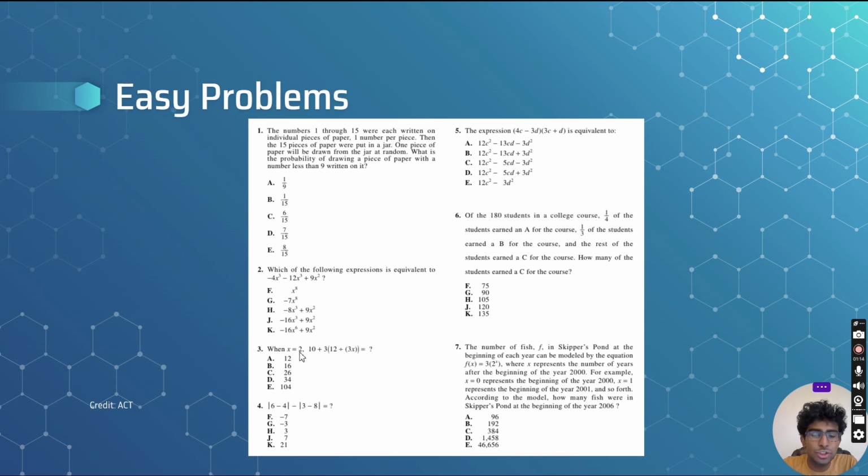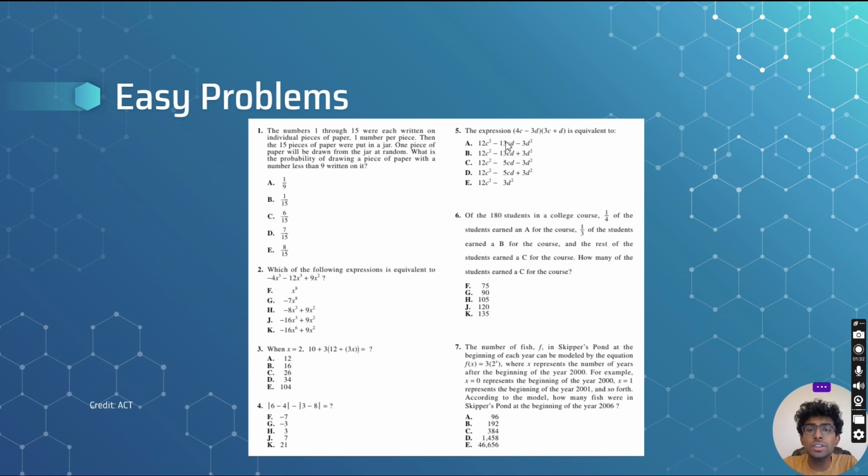Here we have a function problem. You just plug in 2 for x, and then you would solve out to find the answer. This is an absolute value problem, number 4. Remember, whatever's inside the absolute value needs to be turned positive before you do this outer subtraction.